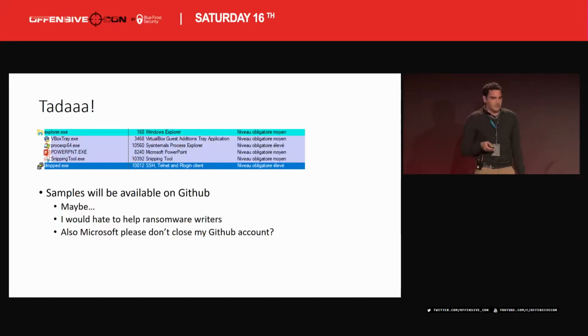So maybe I will put samples on GitHub, but I'm really not sure because I would hate to help ransomware writers. And if you saw the emails I received since 2014 when I published the antivirus bypass paper, I really think twice before I publish something. So I'm still not sure what part of the samples I will share.